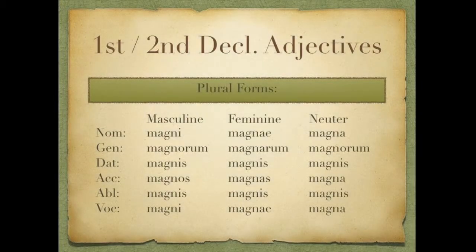So now we go to the plural forms, and we'll do them the same way. We'll read across the rows horizontally. Nominative, magni, magnae, magna, genitive, magnorum, magnarum, magnorum, dative, magnis, magnis, magnis, accusative plural, magnos, magnas, magna, and then ablative, magnis, magnis, magnis, and finally the vocative, magni, magnae, magna.